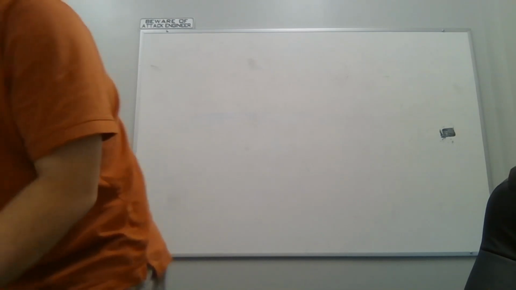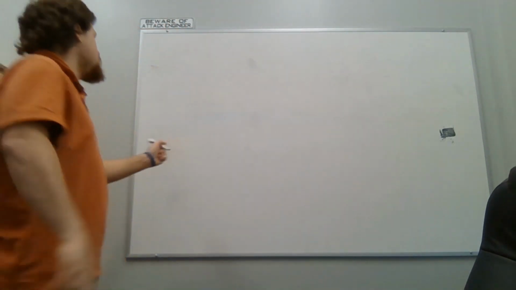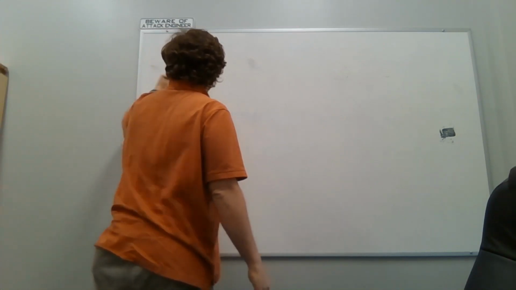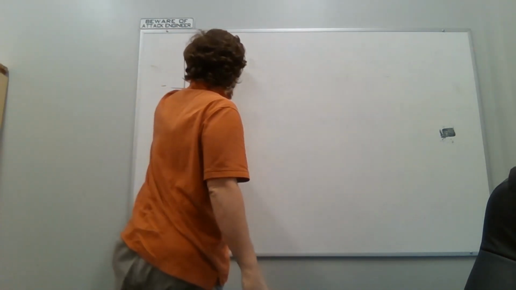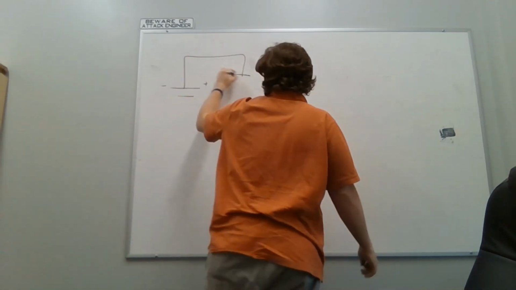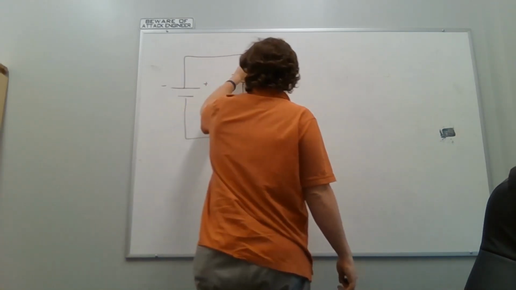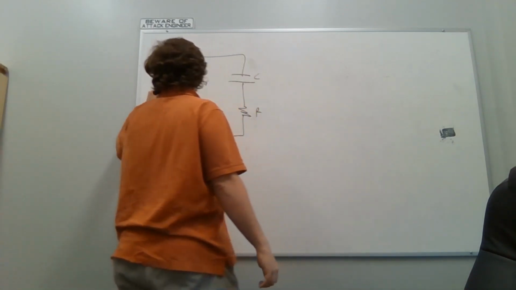Alright, so I'm going to draw the RC circuit in the notes. So we have a battery, and this is actually the positive side of the battery. We have the capacitor, and we have the resistor, and that is our RC circuit.